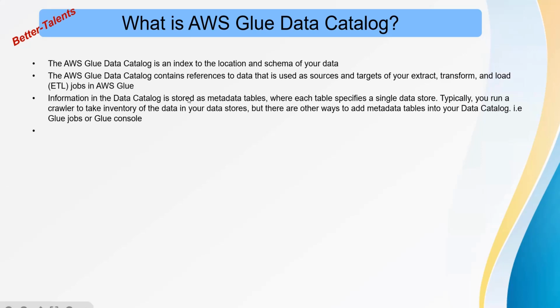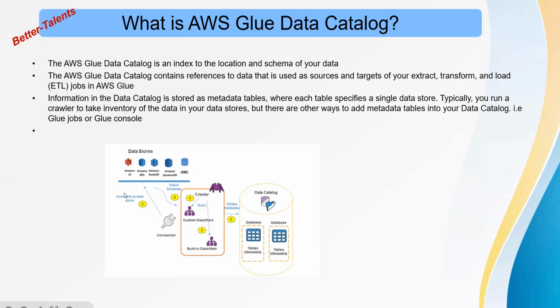Information in the data catalog is stored as metadata tables, where each table specifies a single data store. Typically, you run a crawler to take inventory of the data in your data store, but there are other ways to add metadata tables into your data catalog. So you can add them through Glue jobs, or you can create the data catalog tables through the Glue console also.